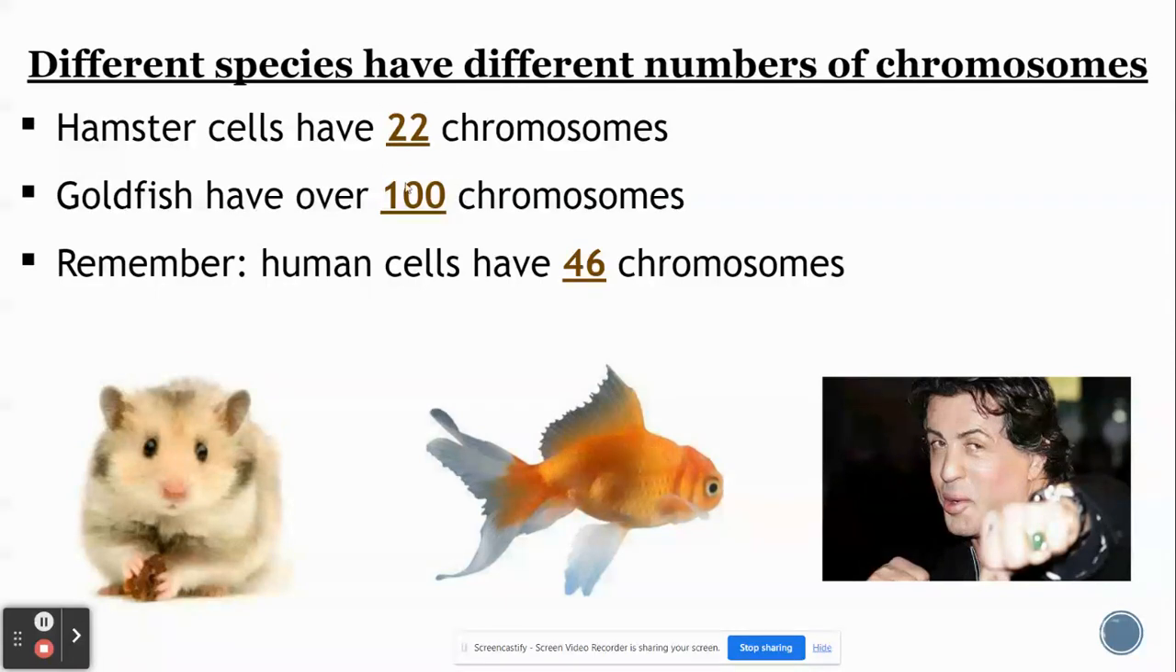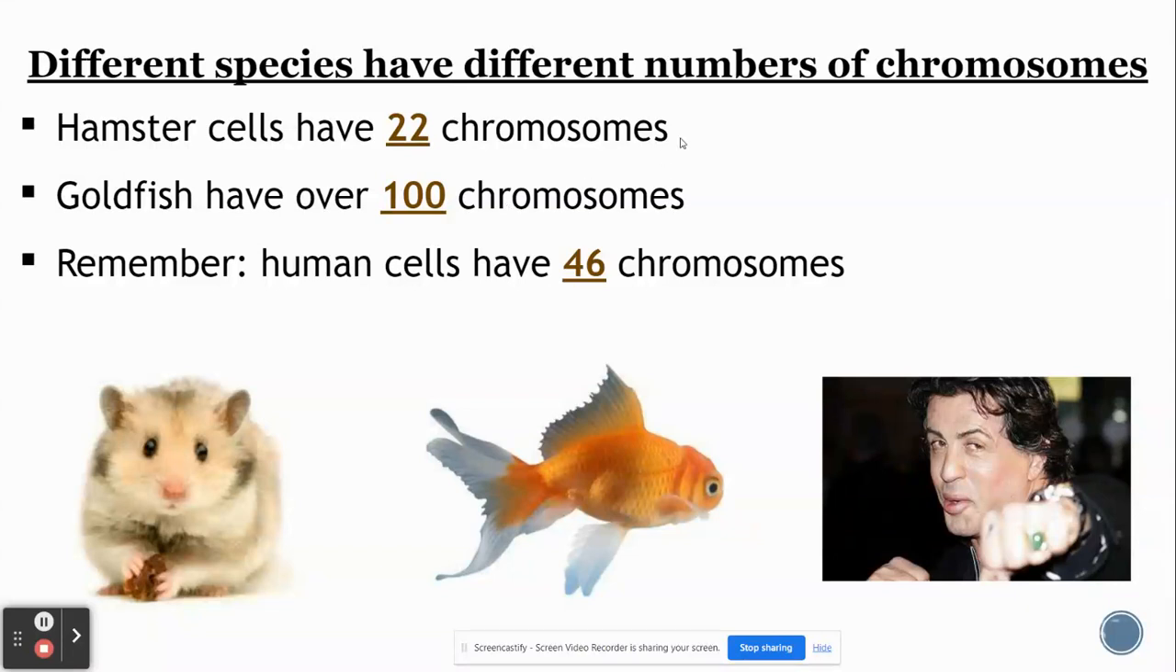You could apply that to the hamster. Think about how many chromosomes the sperm of a hamster would have and the egg. Just divide by 2, 11 and 11. So when the sperm combines with the egg, you get 22 chromosomes. And then eventually cell division happens and you make a whole hamster. Goldfish, similar idea. If they have 100 chromosomes in their somatic or diploid cells, while in their sex cells, or their gametes, they must have 50 chromosomes. 50 chromosomes in sperm, 50 chromosomes in egg. When you combine it, you get 100 chromosomes.